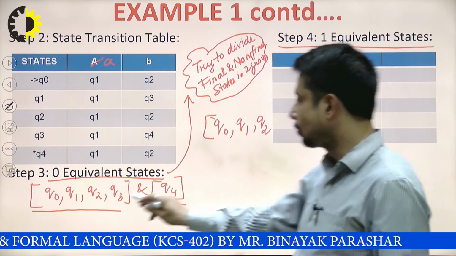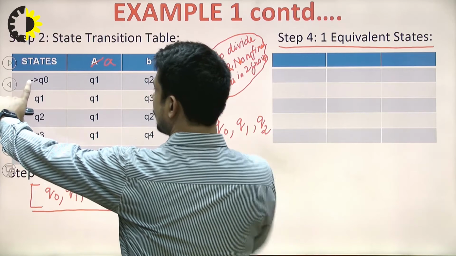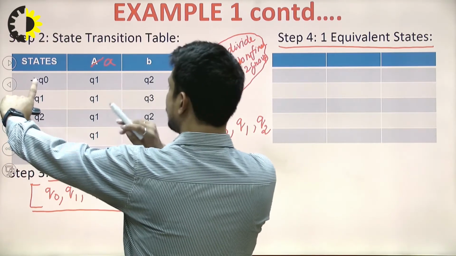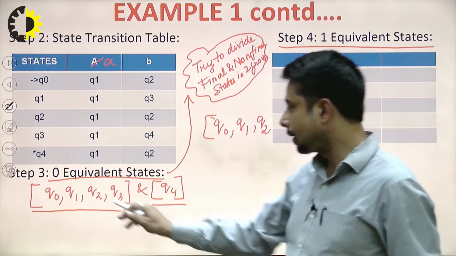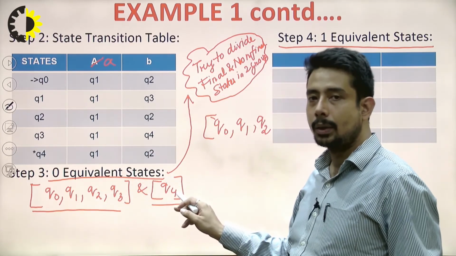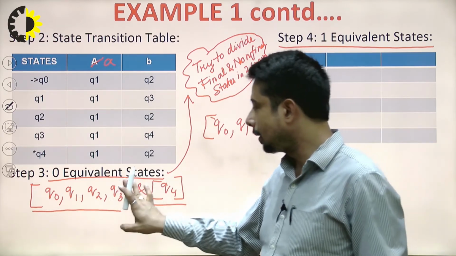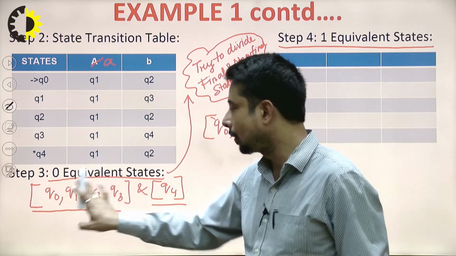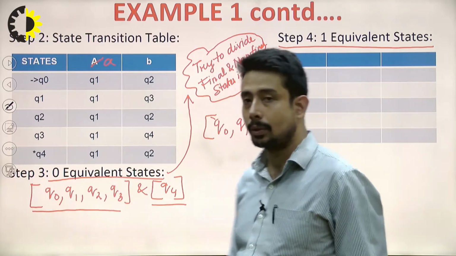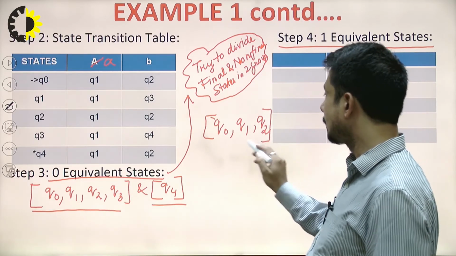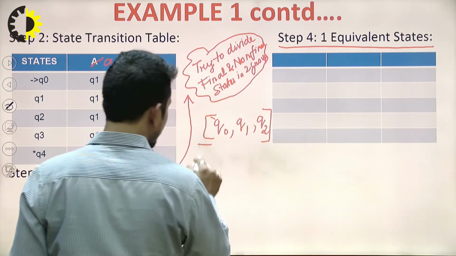Now I will check Q3. Q3 I will check with Q0 first. Okay. So Q3 and Q0 I will check together. On input alphabet A, it is going to the same state. Perfect. On input alphabet B, it is going to Q2 and Q4. If you look into this zero equivalent state, Q2 is in one group, Q4 is in another group. So that means we cannot make Q3 pair with Q0. So if we cannot make Q3 pair with Q0, do I have to check for Q1 and Q2? I don't need to check, because if Q3 cannot make a pair with Q0, where we have seen Q0, Q1 and Q2 are coming together, then Q3 cannot enter into this group. Now Q3 will make a separate group.